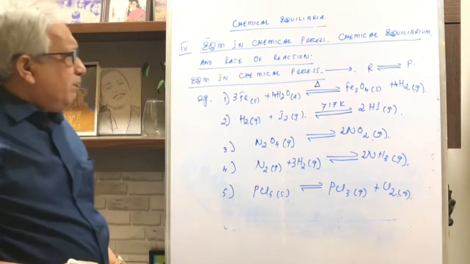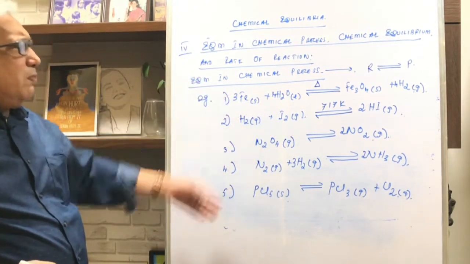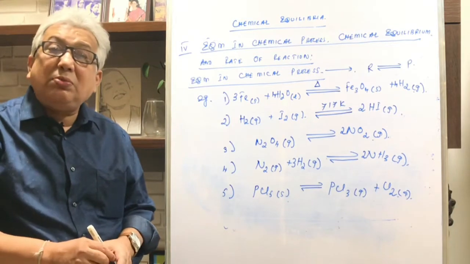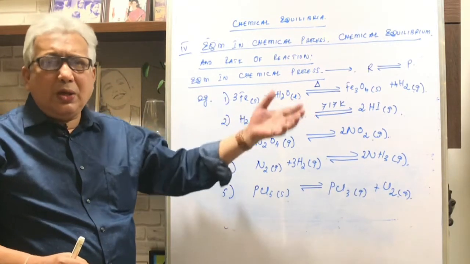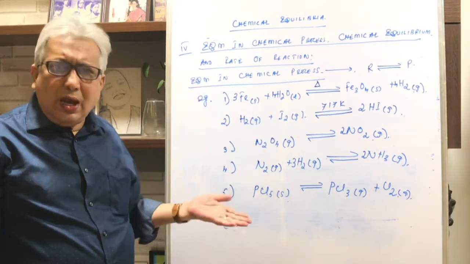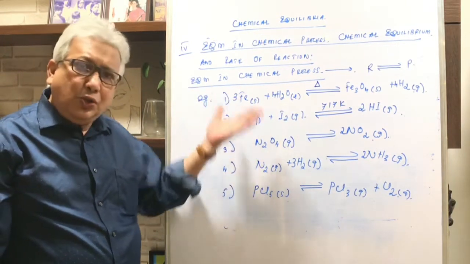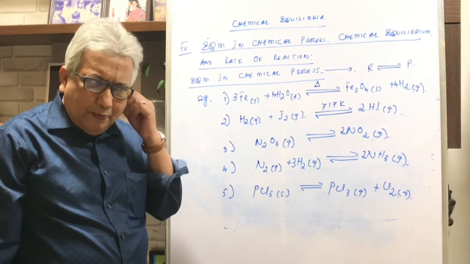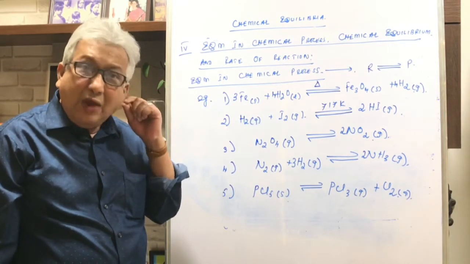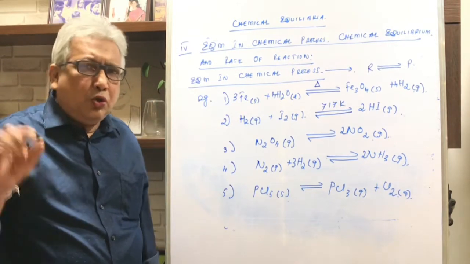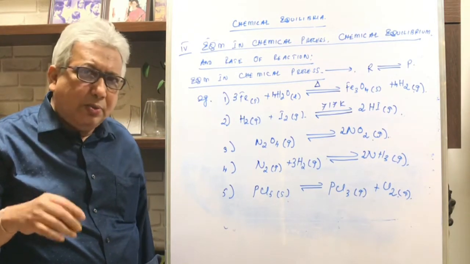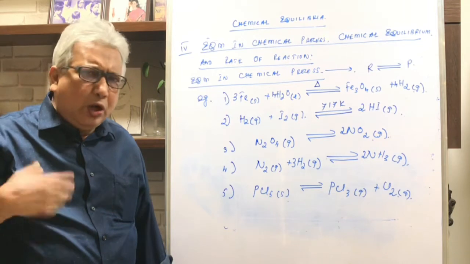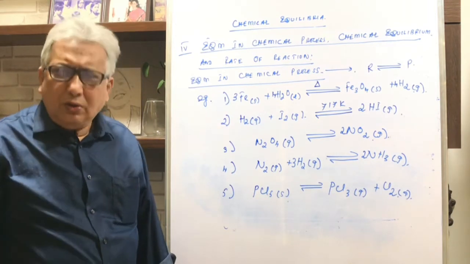These are the 5 very common examples of reversible chemical reactions, in which the reactants give us products and then products start reacting to give back the reactants. Now children, in such reactions I have to talk about the rate of reaction. The rate of reaction depends on the concentration. The higher the concentration, the higher the rate of reaction.